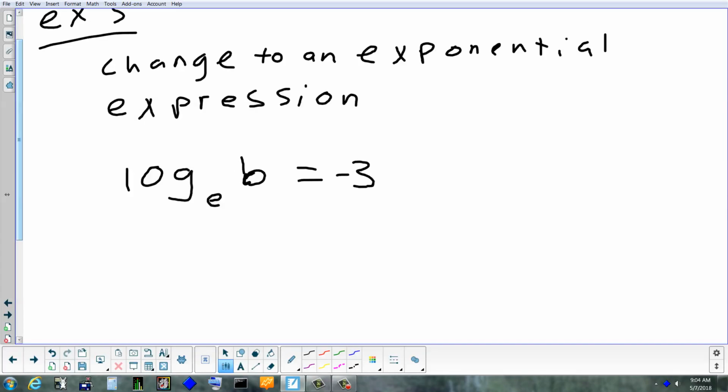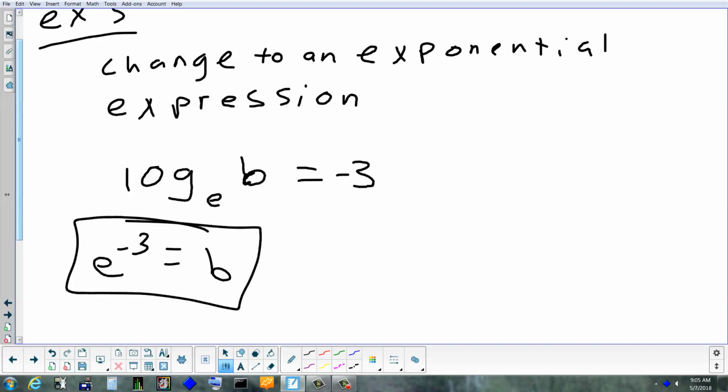Okay, Alan, what's my base here? E. Yeah, E. And now I need my exponent. So Kyle, logarithms always equal what kind of number? Exponent. Exactly. -3 is your exponent. And the argument, the b, just ends up going by itself. And there's your answer, e to the -3rd.